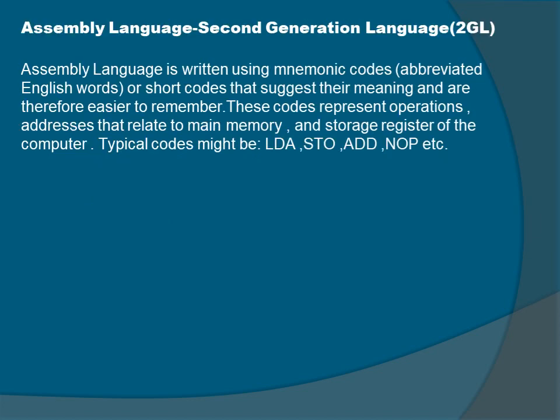Now we see about assembly language, that is the second generation language. Assembly language is written using mnemonic codes, that is, abbreviated English words or short codes that suggest their meaning and are therefore easier to remember. As we know the meaning of that particular word, we can easily understand and use it. So assembly level language is easier than machine language. This code represents operation addresses that relate to main memory and storage registers of the computer. Typical codes might be LDA, STO, ADD, NOP, etc. So this is just about the assembly language.